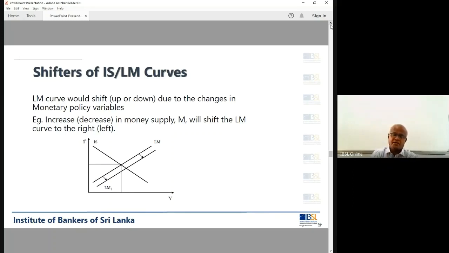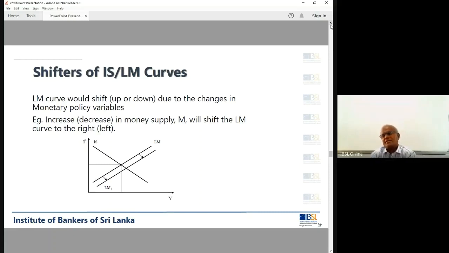Now this is an increase in money supply. What will happen? I have not indicated that line, but GDP increases. The interest rate decreases, as the LM comes down. Equilibrium income increases and the equilibrium interest rate decreases. When the money supply increases, these things will happen, right?